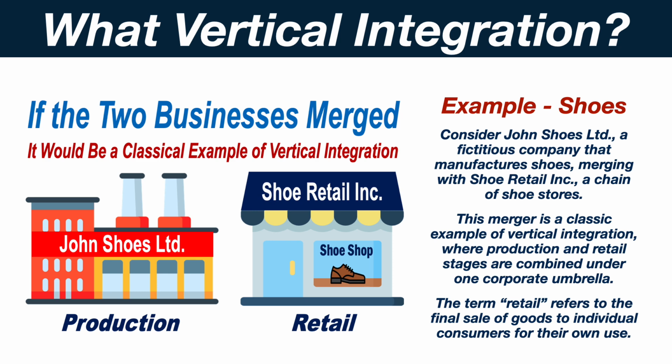Consider Job Shoes Limited, a fictitious company that manufactures shoes, merging with Shoe Retail Incorporated, a chain of shoe stores. This merger is a classic example of vertical integration, where production and retail stages are combined under one corporate umbrella. The term retail refers to the final sale of goods to individual consumers for their own use.